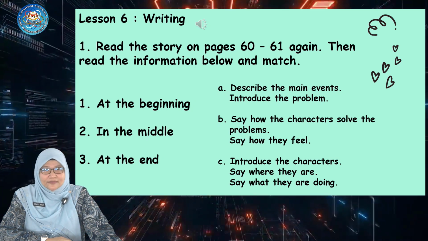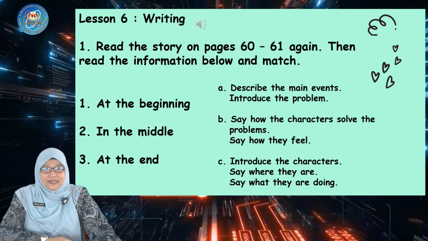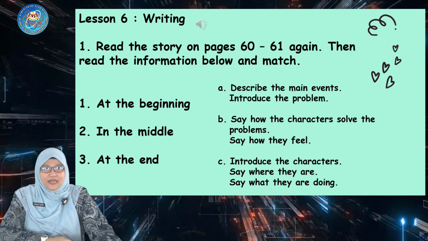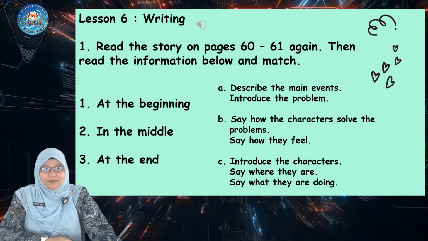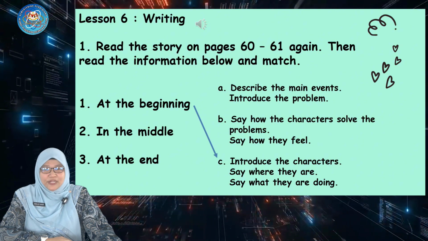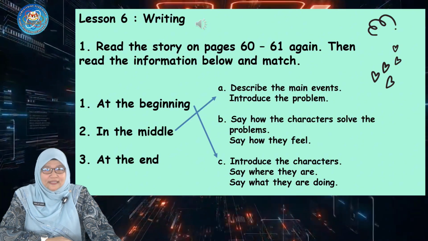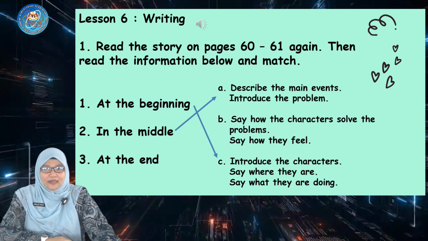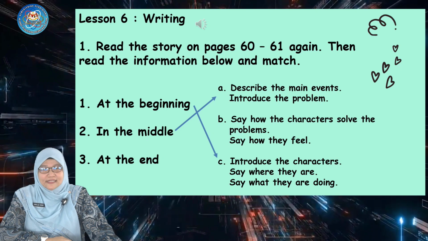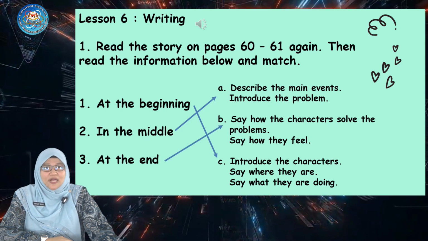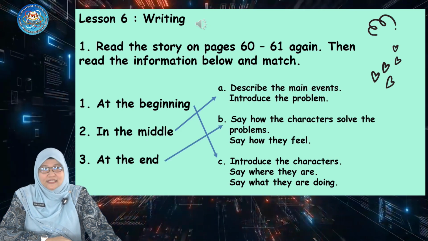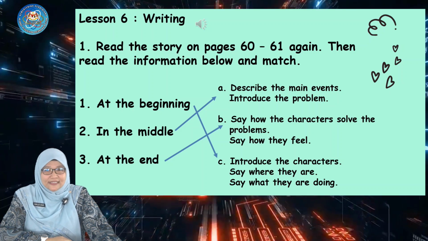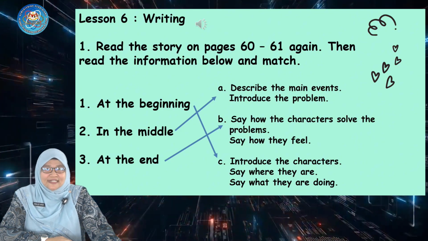Okay, number 1. At the beginning, introduce the characters, say where they are, and say what they are doing. Number 2. In the middle, describe the main events, introduce the problem. And number 3, at the end, say how the characters solve the problems and say how they feel. Did you get all answers correct? Yes? That's good.